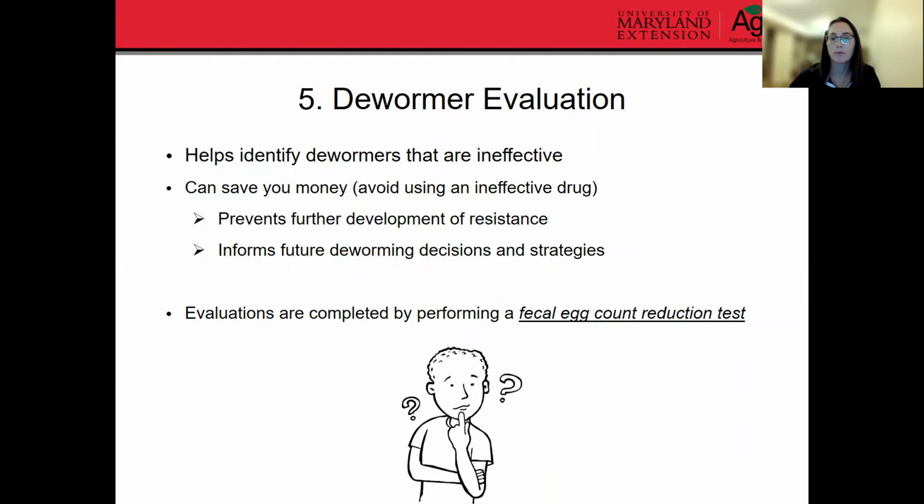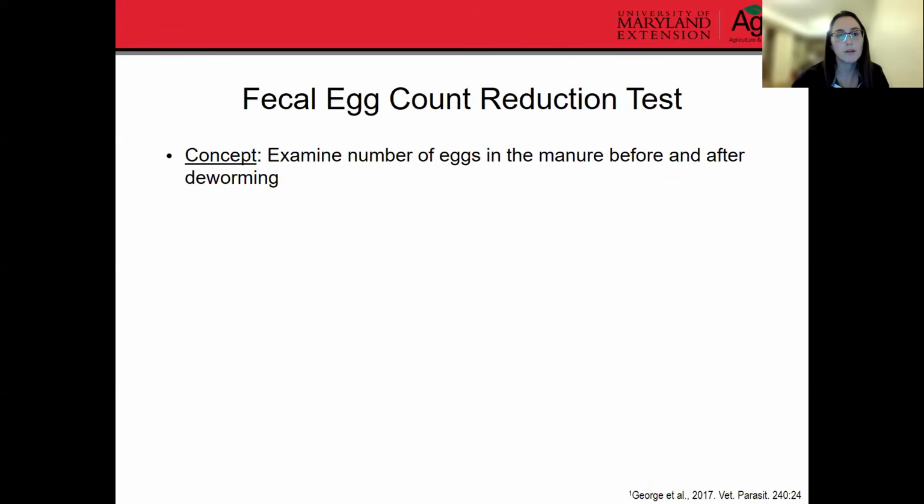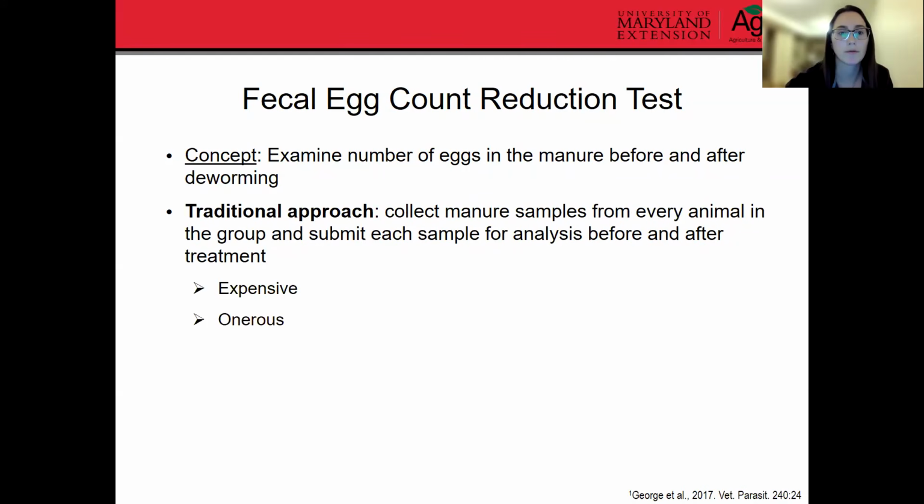Evaluations are typically completed by doing a fecal egg count reduction test. It's a really long name, but it's a really simple procedure. So the premise of this test is to examine the number of eggs in the manure before and after deworming to get an idea of how many eggs are being reduced by deworming your animals.